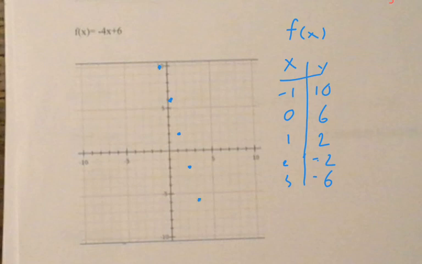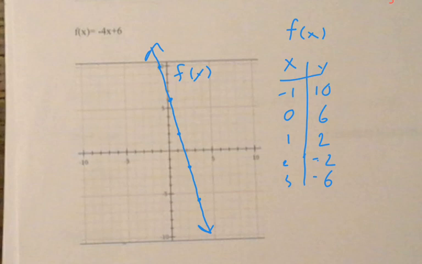So what I want you to do is when you plot these, use a ruler or something and make this a nice straight line. Oh, I actually hit all the points. That's pretty awesome. So that's our line f of x, and it equals negative 4x plus 6.